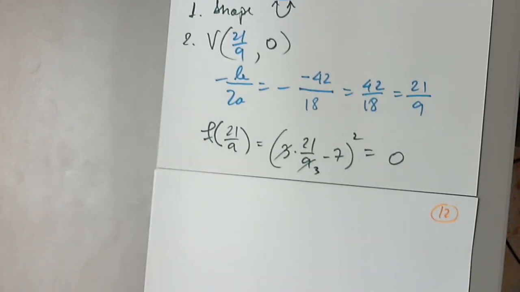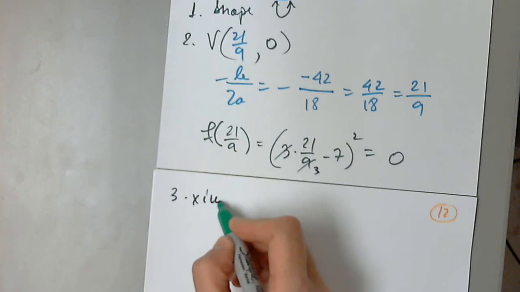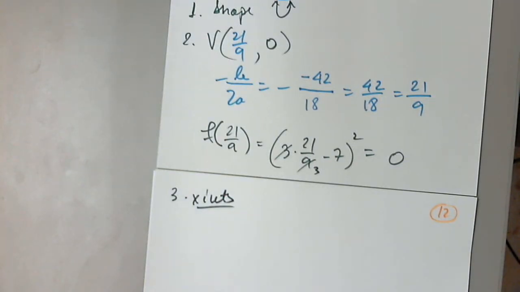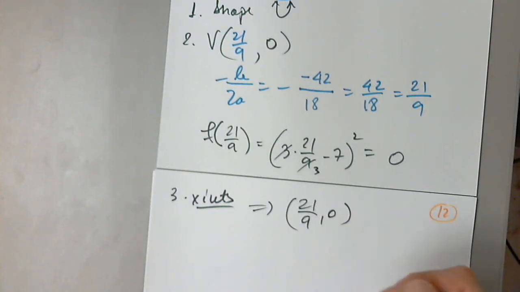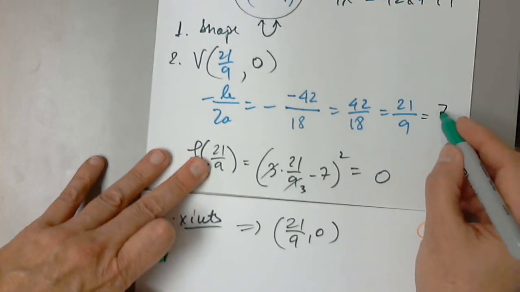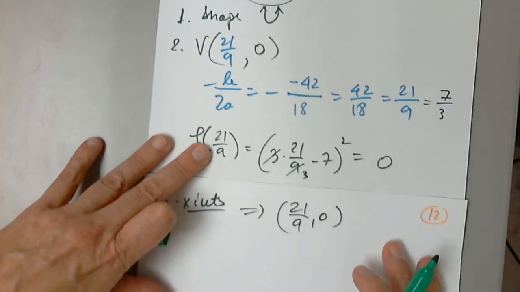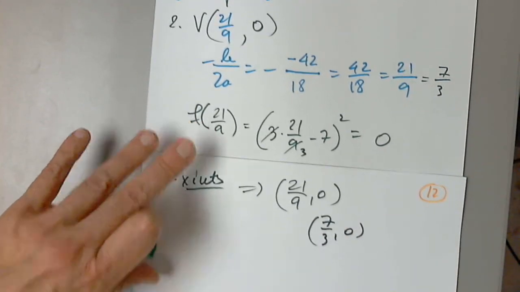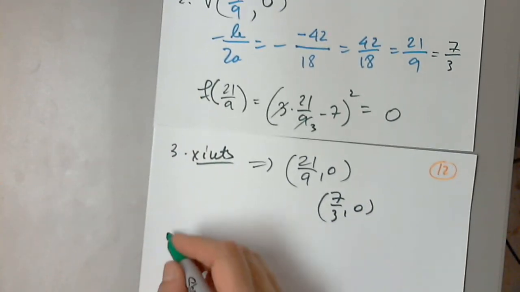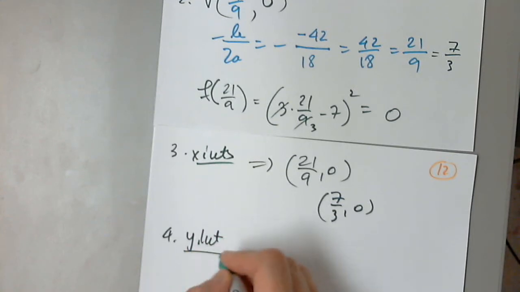Very good. Number 3, x-intercept. It is the vertex, of course. The only one is 21 over 9 comma 0. Oh, I should simplify it by 3. 7/3. So it's 7/3 comma 0. Good. Perfect. Number 4, y-intercept.